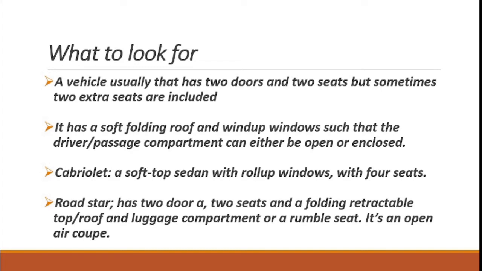So a cabriolet will have a soft top with roll-up windows and four seats. But a roadster has two doors, two seats, a folding or retractable roof, and a luggage compartment or a rumble seat instead of the luggage area, and it's what we call an open-air coupe. All right, a cabriolet is an open-air saloon. A roadster is an open-air coupe.